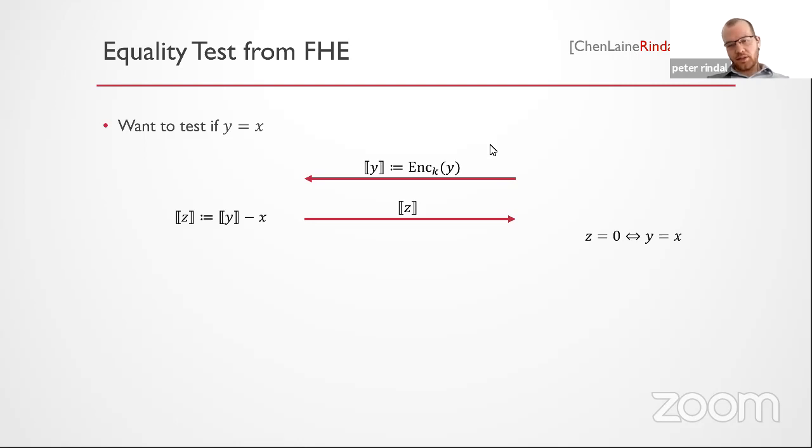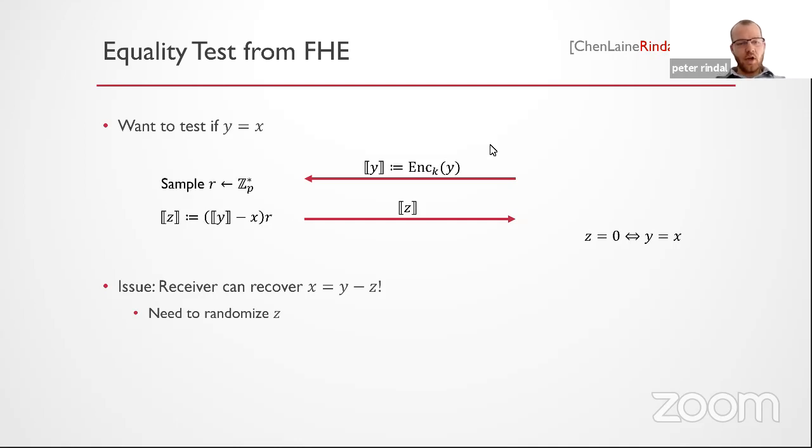And it's easy to see, at least for correctness, that if Z equals 0, then X equals Y. It's pretty easy. But it's not too hard to see that this also has security issues, and that the receiver can trivially recover the other item X just by undoing the computation. And so we need to somehow randomize Z.